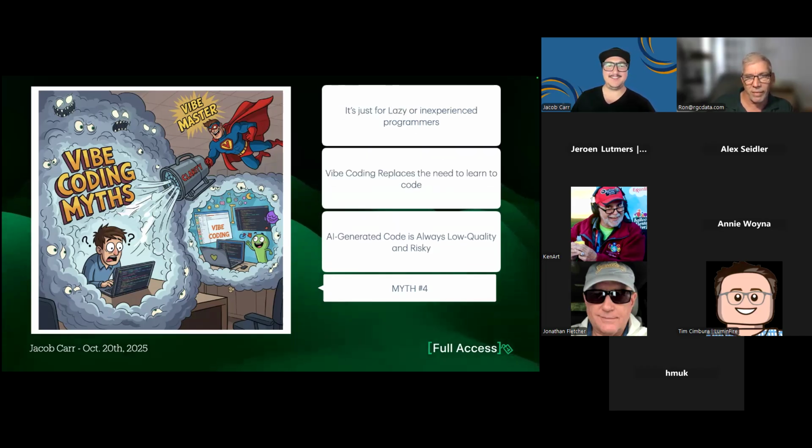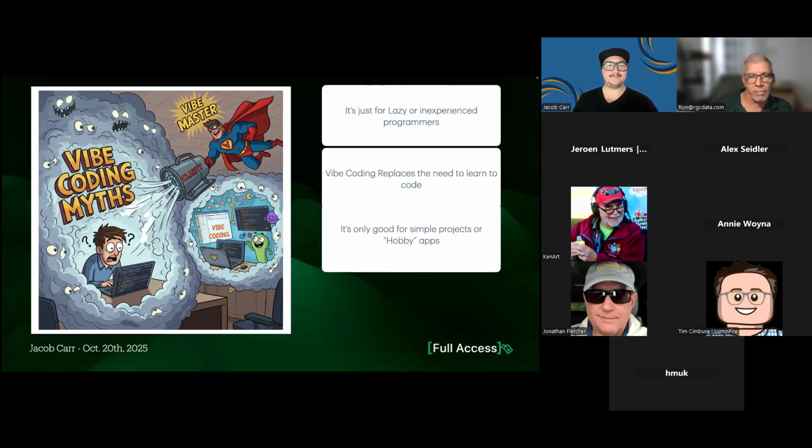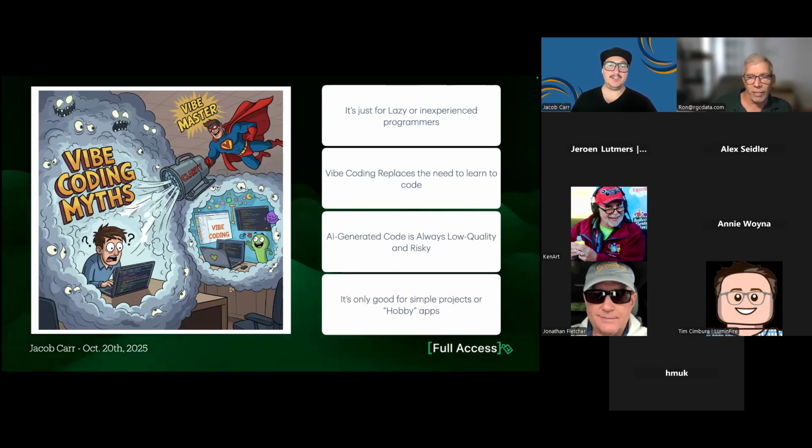Myth number three: AI generated code is always low quality and risky. It's true for poorly prompted and unreviewed code, but the risk is managed by the developer, not the tool. And another myth: it's only good for simple projects or hobby apps. And this is also incorrect.